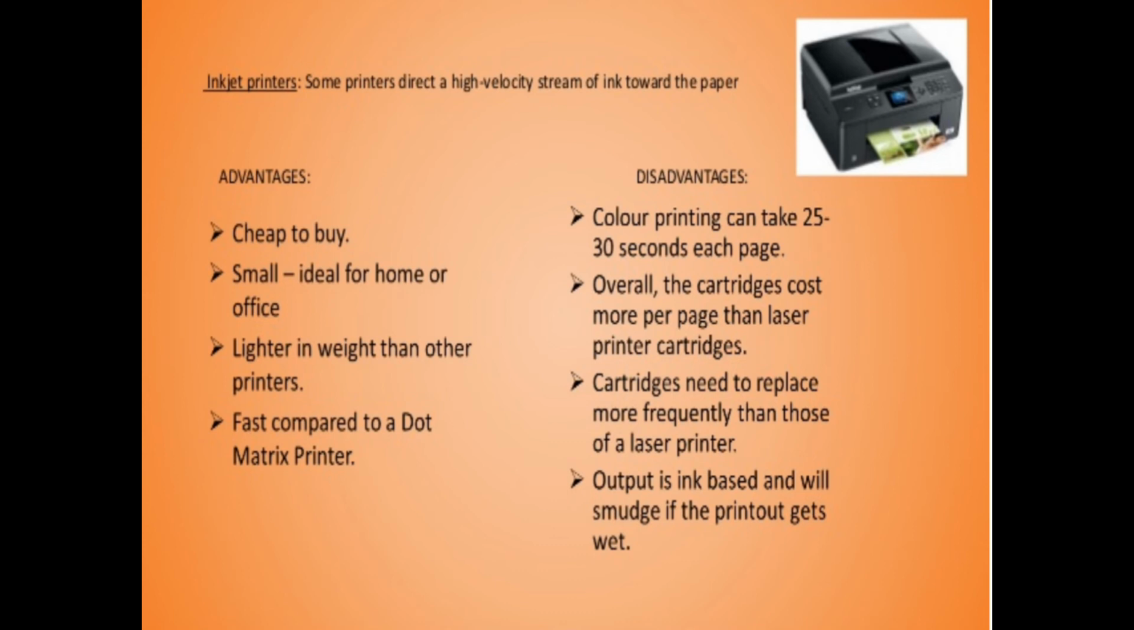But the disadvantages: color printing can take 25 to 30 seconds each page. Overall, the cartridges cost more per page than laser printer cartridges. So the printing cost of the inkjet printer is high. The printer is not expensive, but the printing cost is very expensive. Cartridges need to be replaced more frequently than those of a laser printer. Output is ink based and will smudge if the printout gets wet.